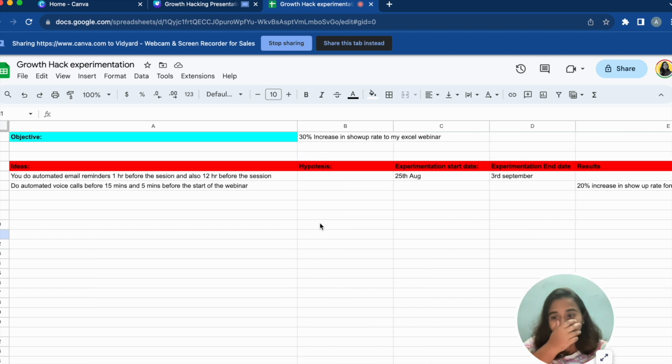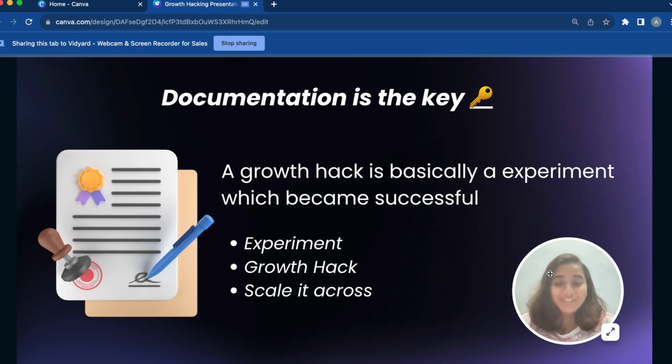So this is a simple framework that you can use. I'll be attaching the link to this Excel sheet in the description. Make sure that you make a copy of it, and then use it. So as I said, documentation is the key. A growth hack is basically an experiment which became successful. So you do the experiment, figure out which growth hack worked, and scale it across.